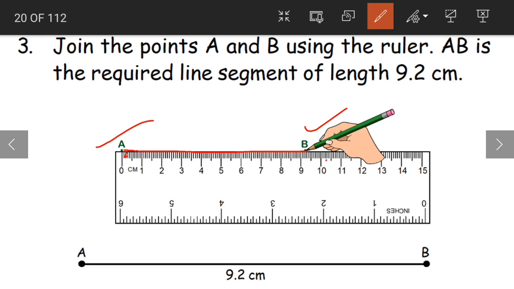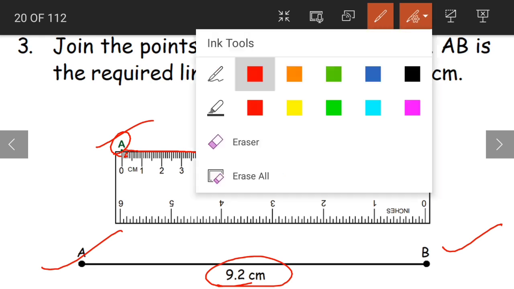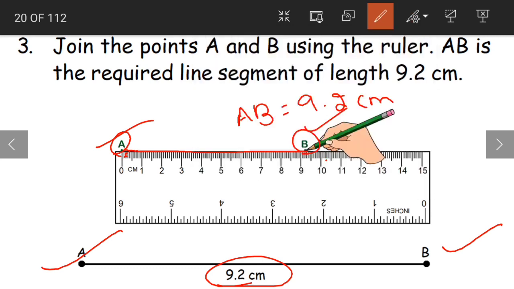Now what is the result of this? The resultant line is our required line segment AB, whose length is equal to 9.2 centimeters. The endpoints are A and B. So the line segment is named as line segment AB. Line segment AB is equal to 9.2 centimeters. So this line that we have drawn will be our required line segment.